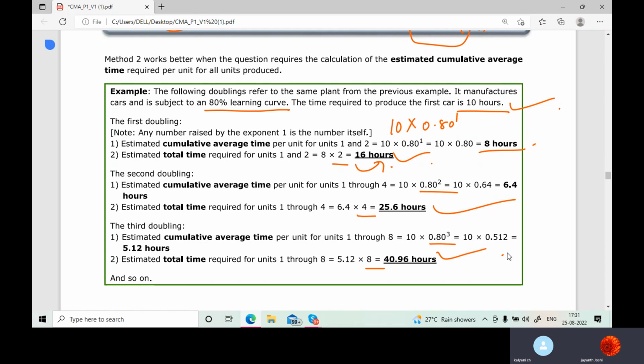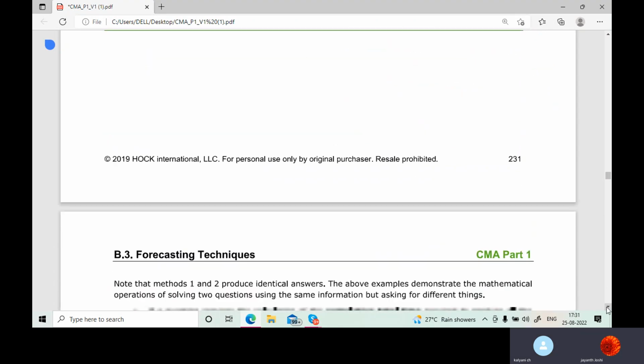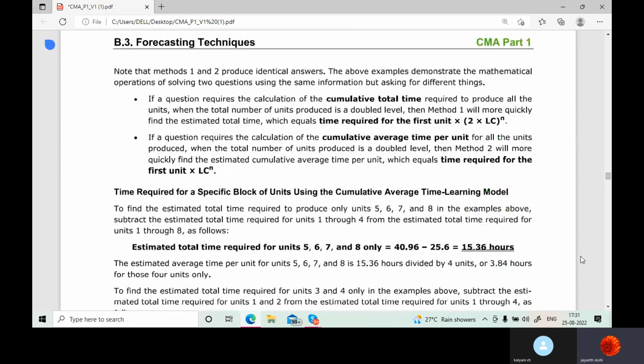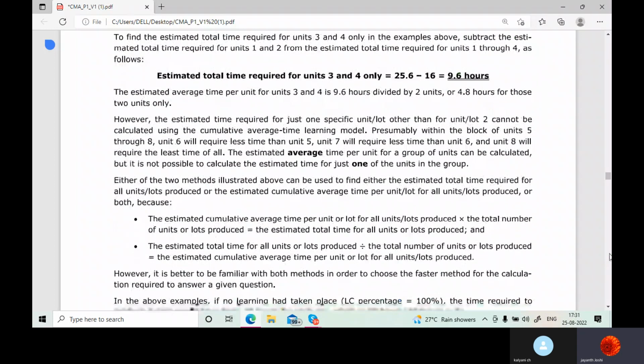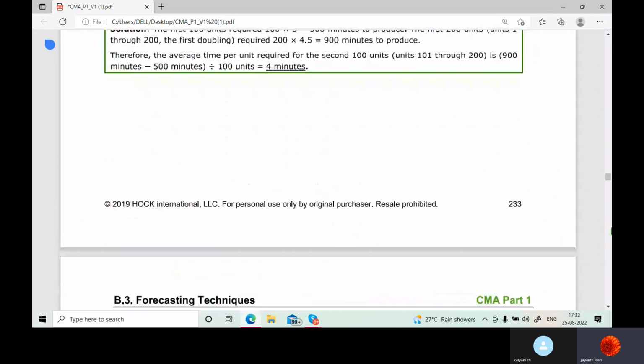Yes, sir, completed, sir. Okay. For method 1 and method 2, do we see the same answers? No, different, madam. In one you have total time and you found out per unit; here you have per unit and you found out total. That's the only difference. Now we are going into a different discussion.